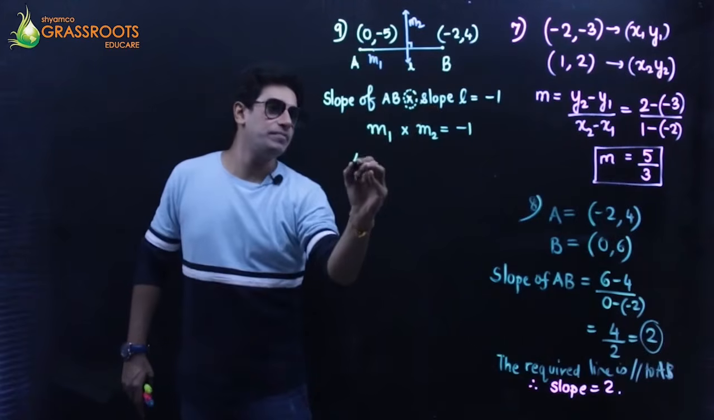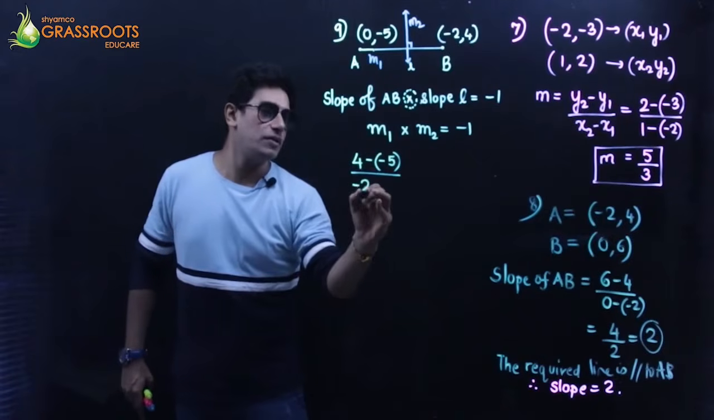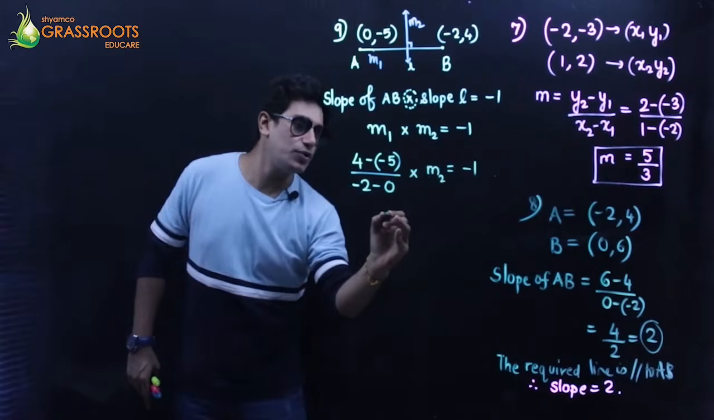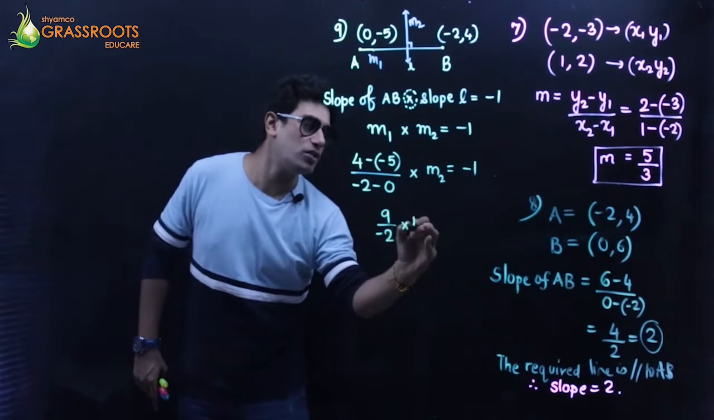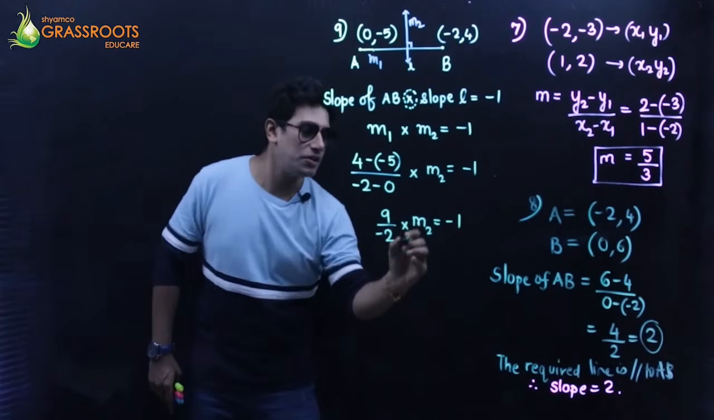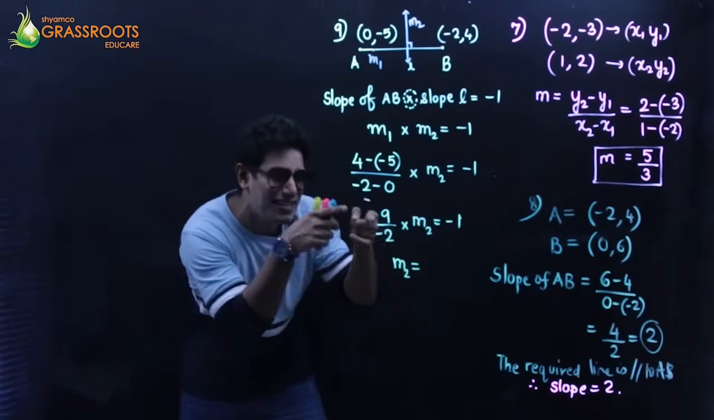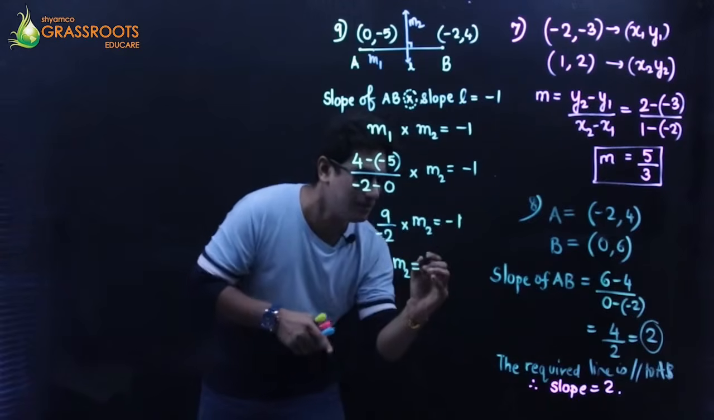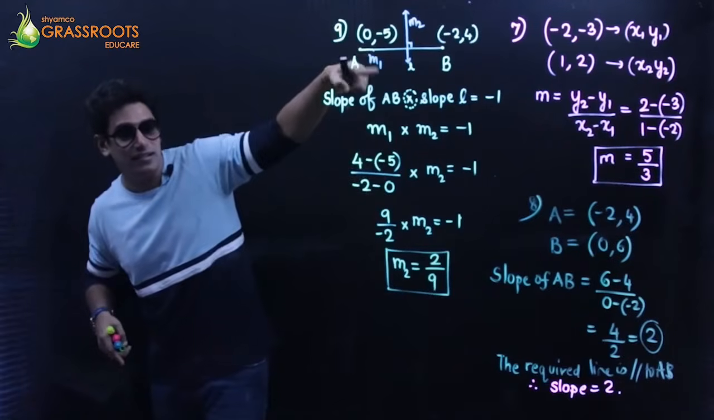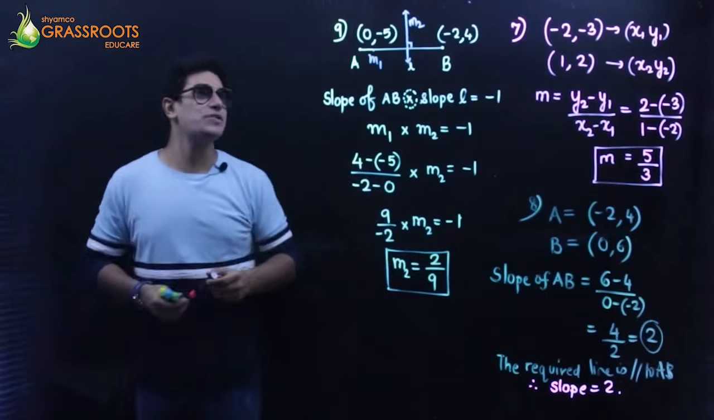Y2 minus Y1, that's 4 minus minus 5 upon X2 minus X1, minus 2 minus 0, into M2 is equal to minus 1. So you get 9 upon minus 2 into the slope of our blue line is minus 1. Cross multiply. So M2 is minus 2 into minus 1. That minus 2 in the denominator goes to the other side. Plus 2 upon 9. So the slope of the blue line is 2 by 9. Simple. Next question, the 10th one.